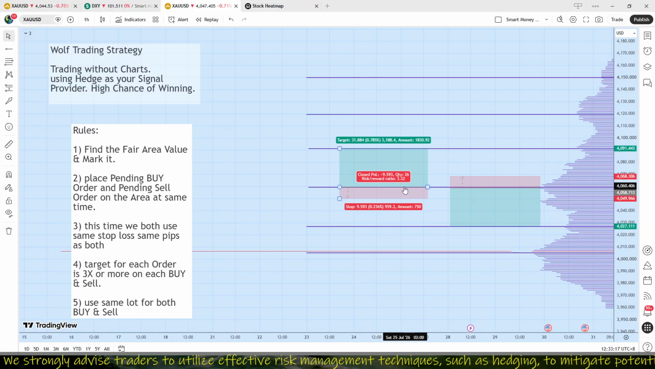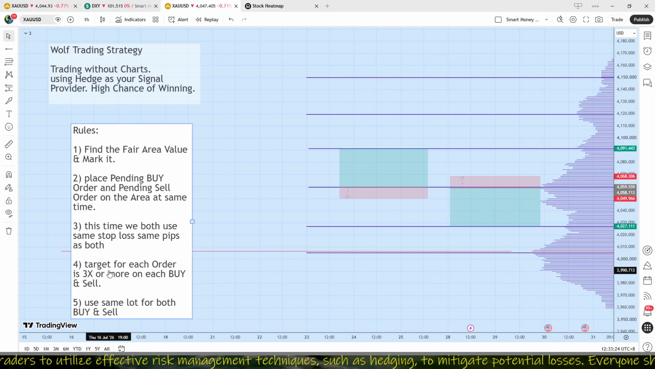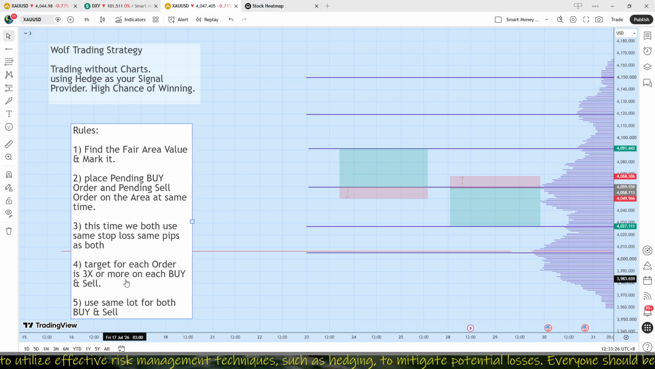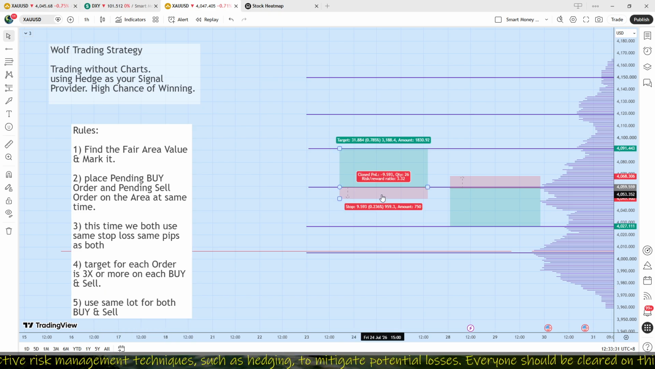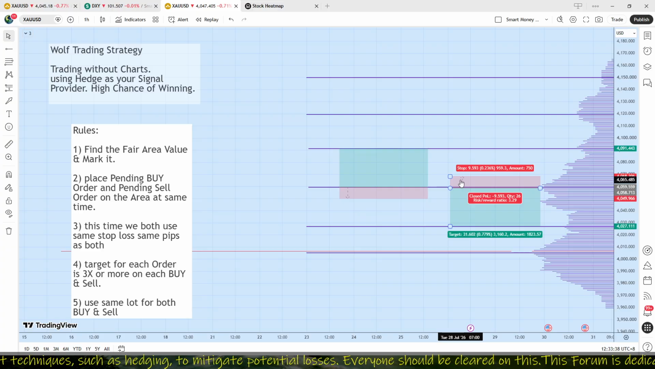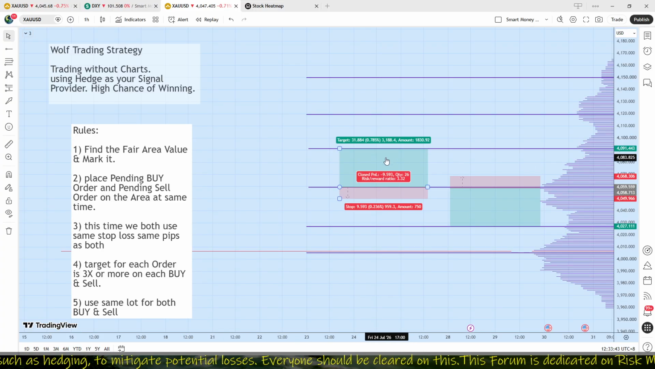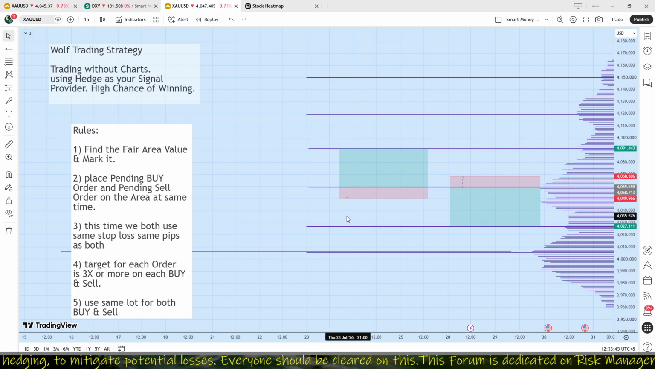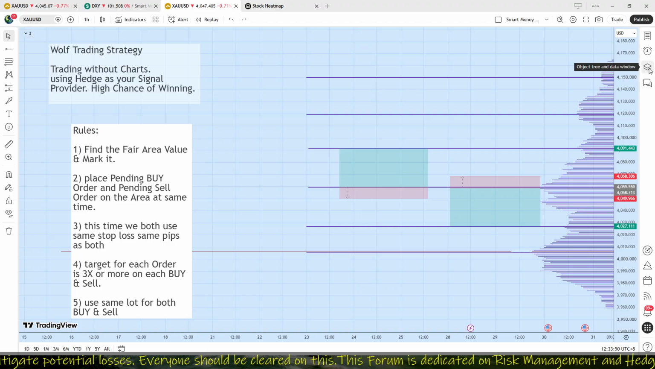So we allow the price to wiggle. The target of each order is 3 times more on each buy or sell, right? So this stop loss distance should be multiplied by 3. That is your target. This one is the same, it should be 3 times. Use the same lot for both buy and sell. So we are using the same lot.